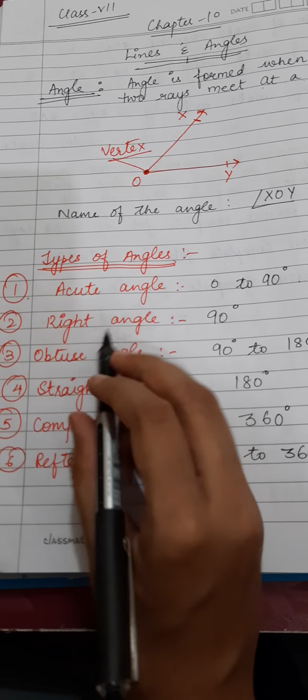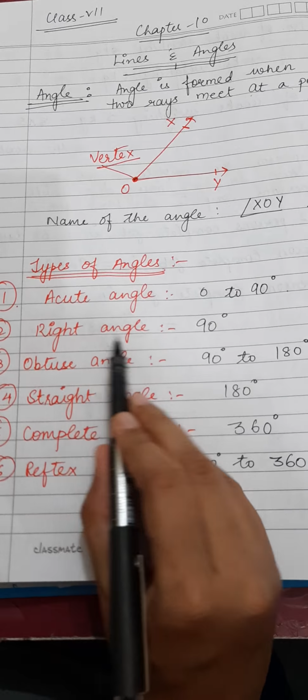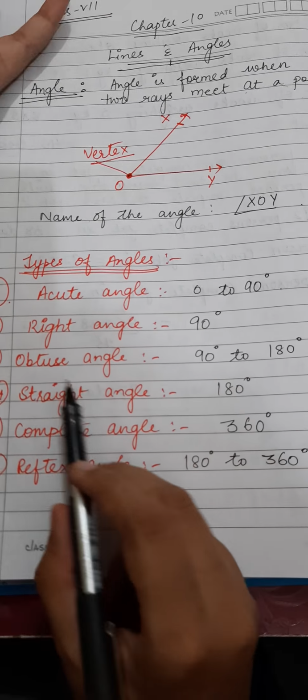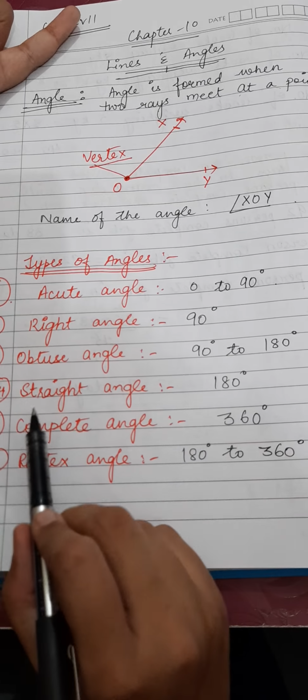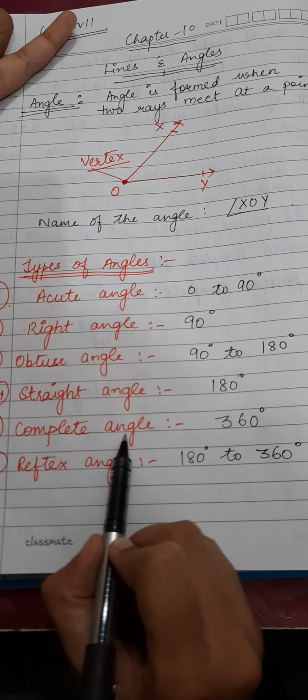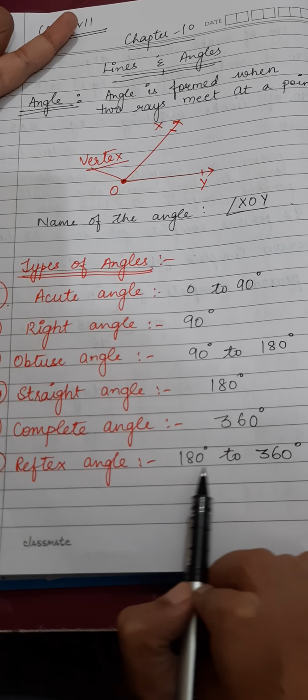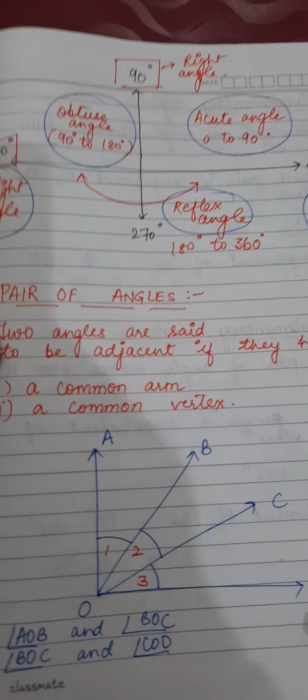Acute angle means from 0 to 90. Right angle means 90 degrees. Obtuse means from 90 to 180. Straight angle means 180. Complete means 360, and reflex means 180 to 360. Now I am going to explain this with the help of this diagram.